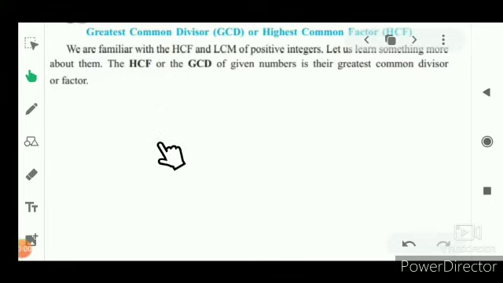Now we will see what is GCD or HCF. The full form of GCD is greatest common divisor, and HCF is highest common factor. Both GCD and HCF are one and the same thing.